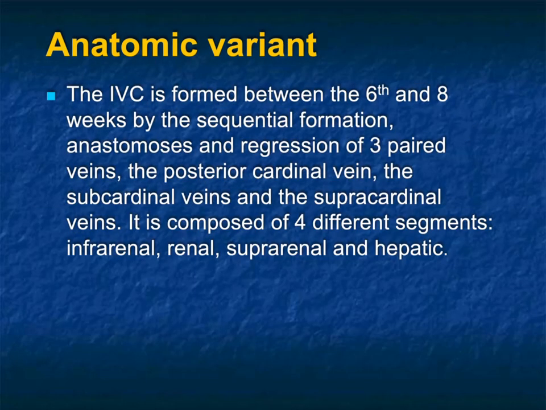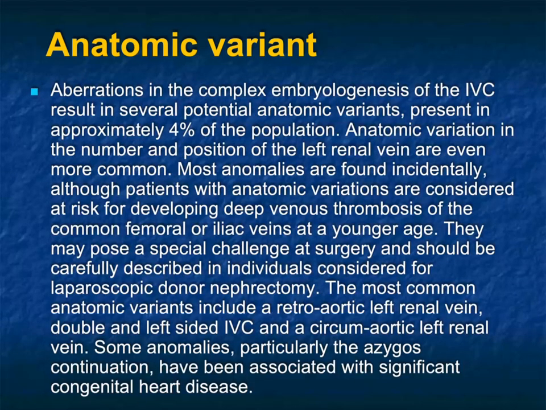Now, in terms of anatomic variation, the IVC is formed between the 6th and 8th weeks by the sequential formation, anastomosis, and regression of 3 paired veins: the posterior cardinal vein, the subcardinal veins, and the supracardinal veins. It is composed of 4 different segments: infrarenal, renal, suprarenal, and hepatic. Aberrations in the complex embryology of the IVC result in several potential anatomic variants, which are present in about 4% of the population. Variation in the number and position of the left renal vein are even more common.